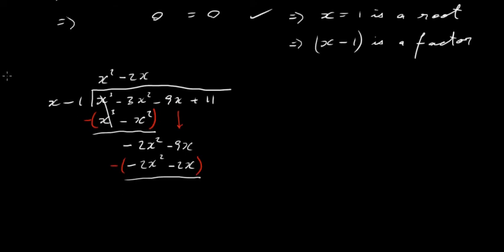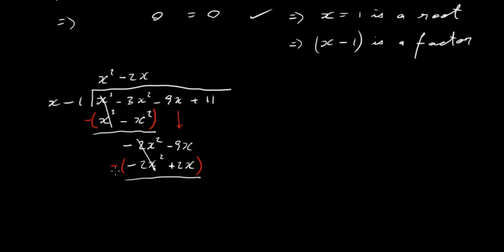So now we have minus minus, this becomes plus, so minus 2x squared plus 2x squared is 0. Minus minus, this also becomes plus. So we have minus 9x plus 2x. Have I got this right here? Oh, sorry, I've got this wrong. When we multiplied this minus 2x by this minus 1 here, that will actually give us a plus 2x here. This here should be plus. Okay, so that makes more sense.